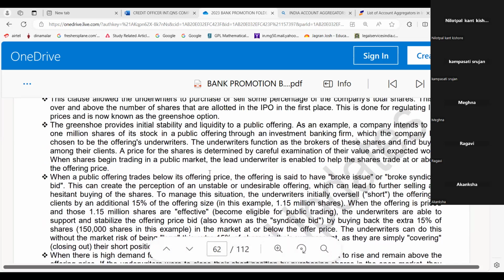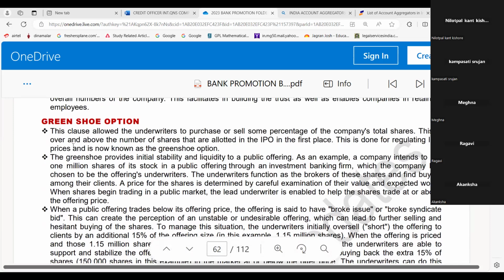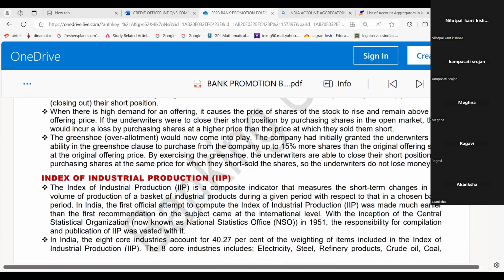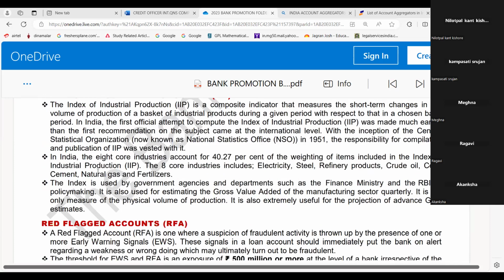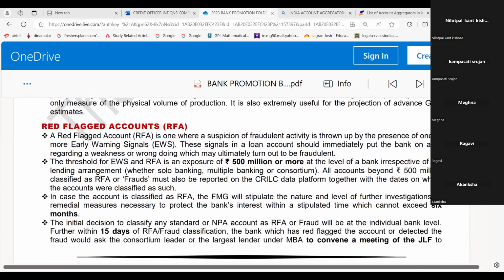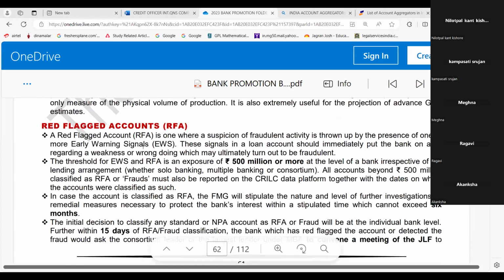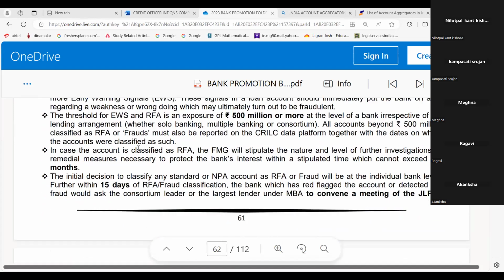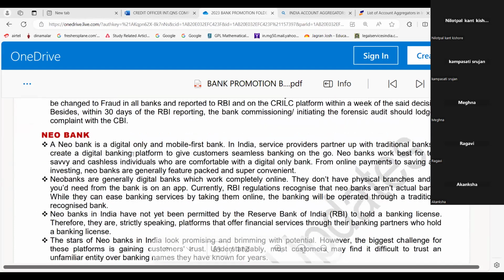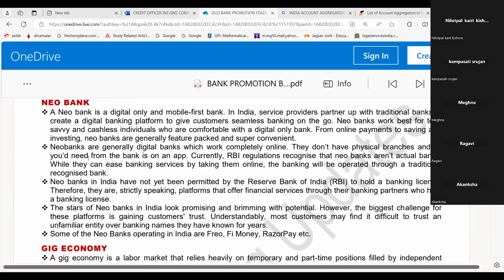I'll stop this with this. I request UBI people to go through if they need something. Then this one, a red flagged account. This also you please go through. Then please go through this concept. Neobank. Please note it. Neobank may be of interest for PNB also. Niharika, why don't you read this?